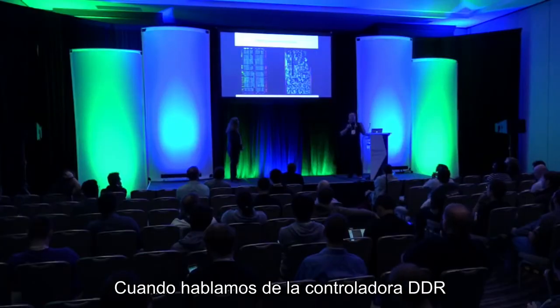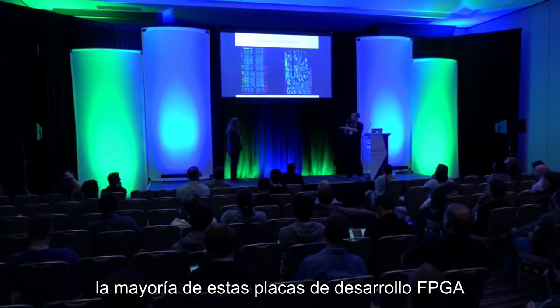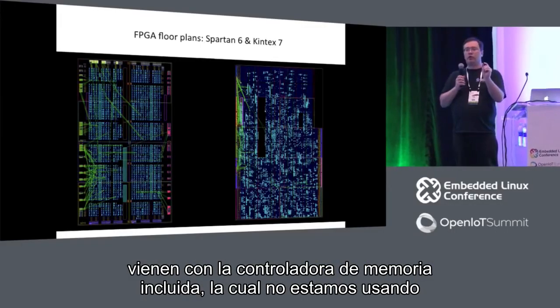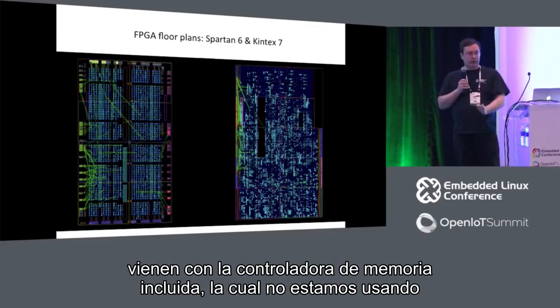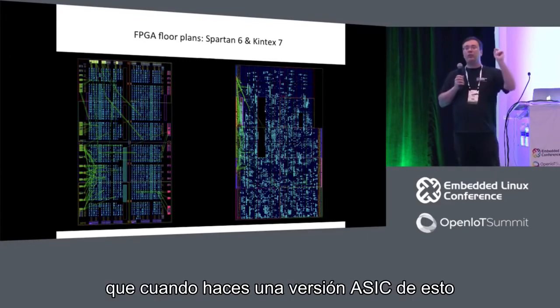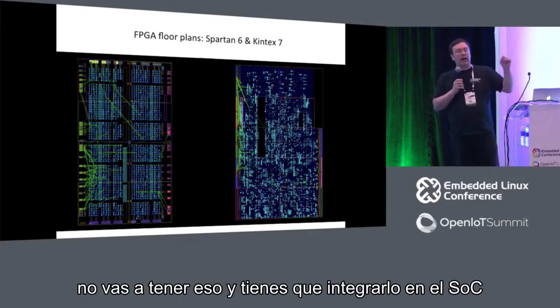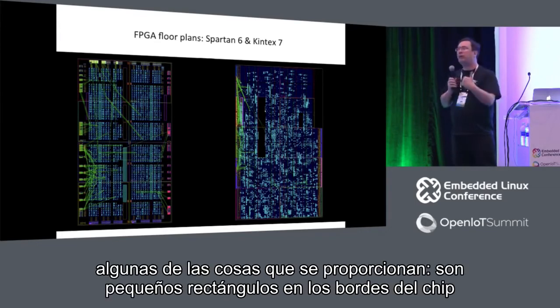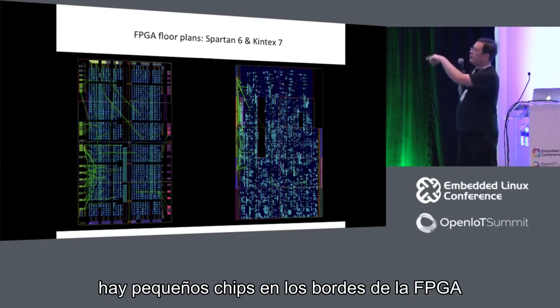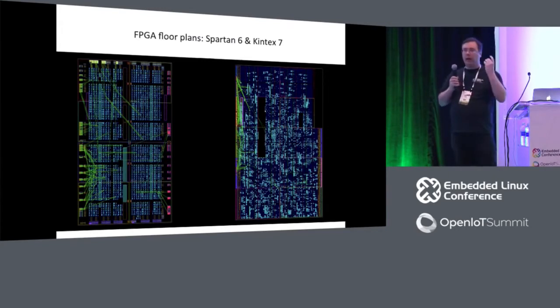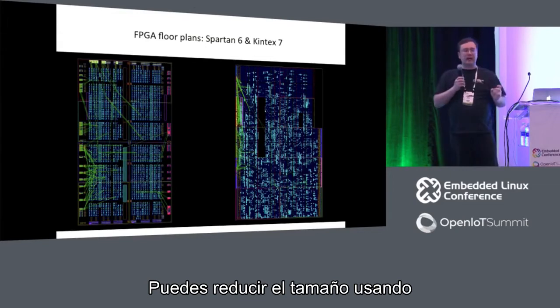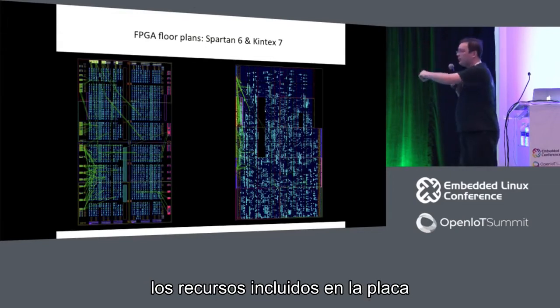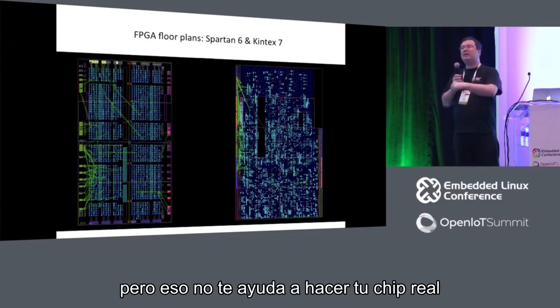When we're talking about the DDR controller, most of these FPGA development boards come with a DDR controller chip on them that we're not using. And the reason is, when you make an ASIC version of this, you won't have that. You want it all integrated on the SoC. Right. So we had to re-implement some of the things that these boards provide as little tiny ROMs around the edge of the chip, or as little tiny chips around the edge of the FPGA. You can get the size down by using the resources that are on the board, but that doesn't help you make your own actual chip.